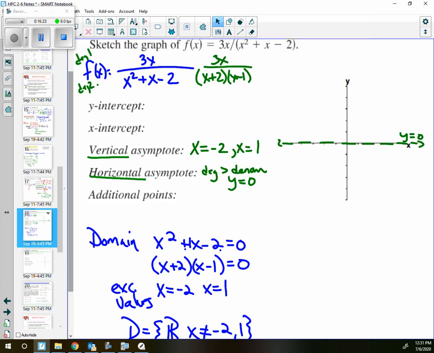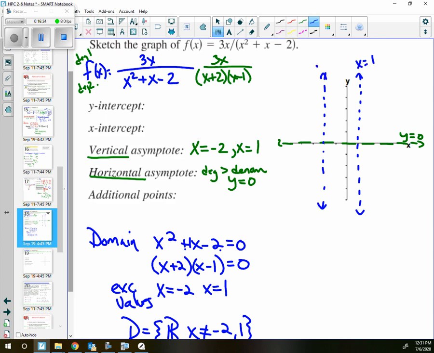So I have one at x equals negative 2 and x equals positive 1. So two vertical asymptotes on this one, degree 2. If you had a degree 3 on the bottom, you could have 3 vertical asymptotes. You have all sorts of possibilities. All right, so that gives us a good kind of baseline here.